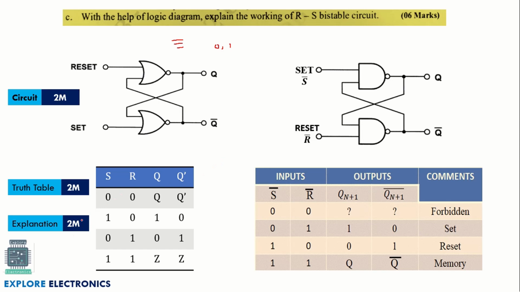So how we are going to write the explanation means, when S is 0 and R is 0, Q is same as Q, Q bar is same as Q bar, it will be called as hold state. Means Q will be holding its previous state as output when input is 0, 0. Similarly, what happens when 1, 0, 0, 1 and 1, 1 state, you need to explain.